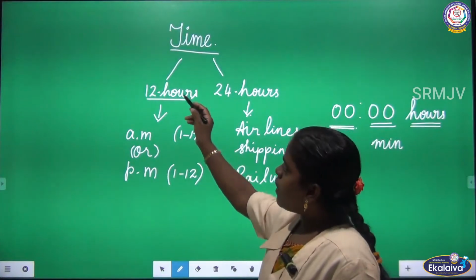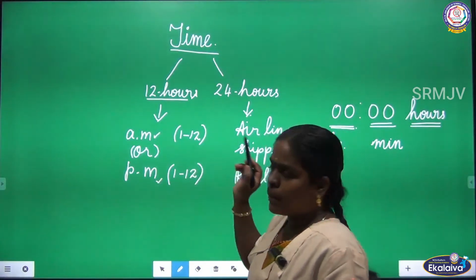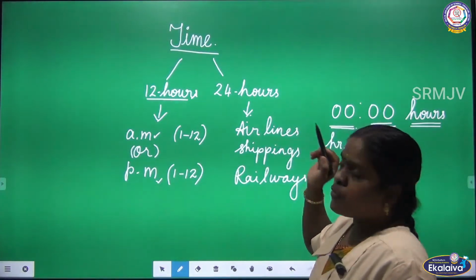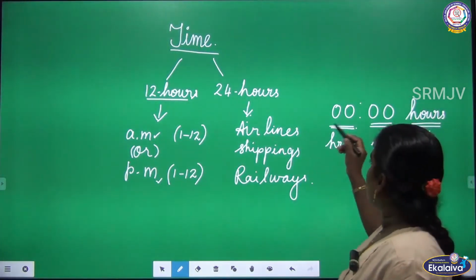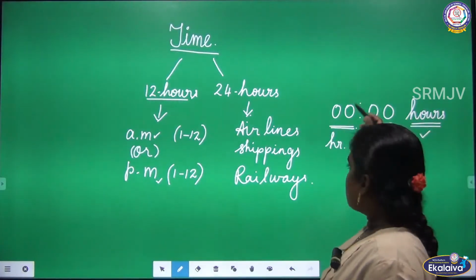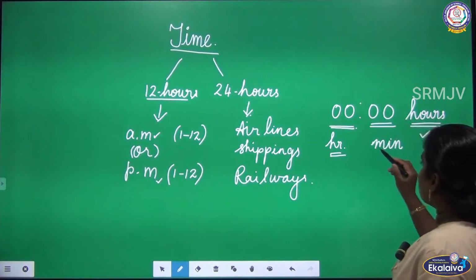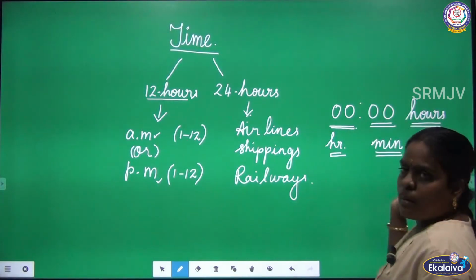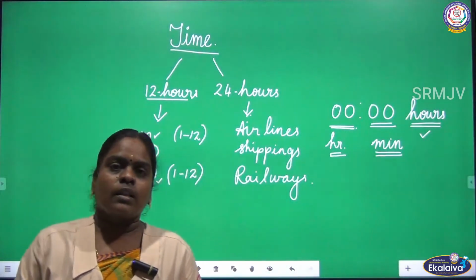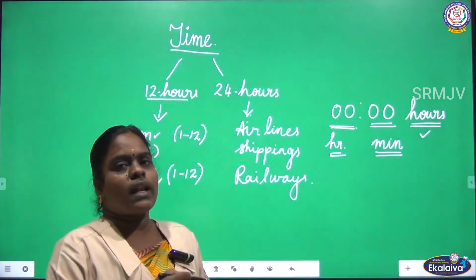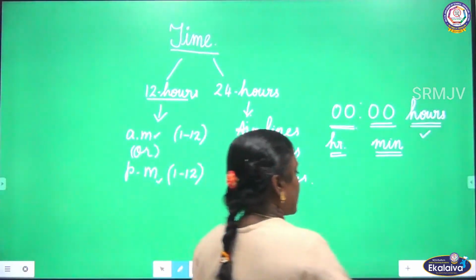So in 12 hours clock time, we have to use AM or PM, and in 24 hours we have to use only hours. There should be 4 digits. The first 2 digits indicate the hour and the next 2 digits the minutes. So in this exercise we are going to learn the conversion between 12 hours clock and 24 hours clock. Let us move to the exercise.